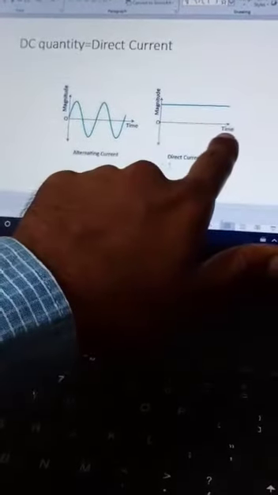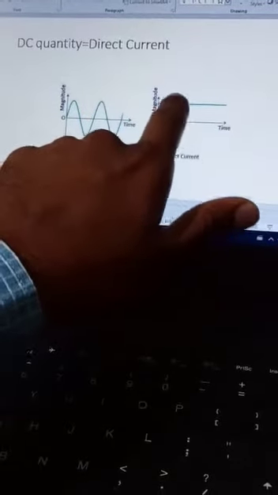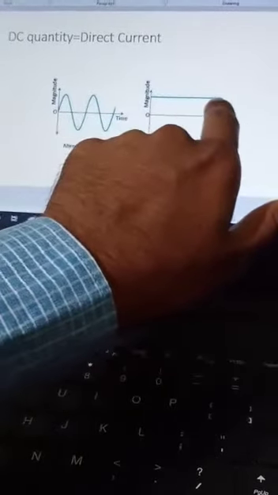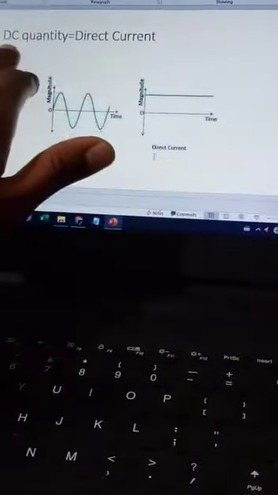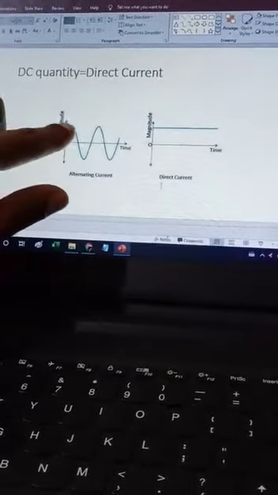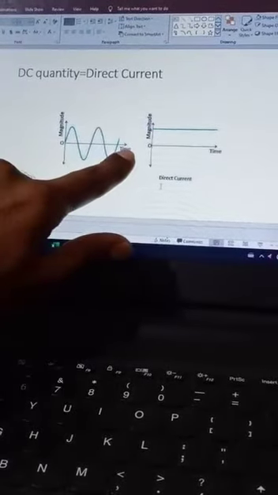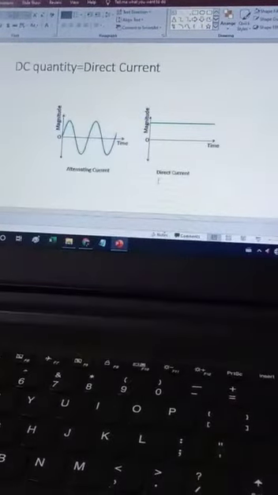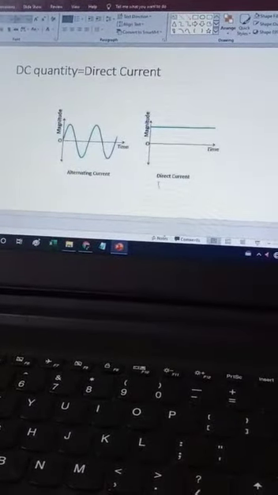We can see the time on the x-axis. Here no magnitude or direction changes with respect to time; it is a constant straight line, and that's why this is known as the DC quantity, the direct current quantity, in which magnitude and direction do not change with respect to time. But if we observe the alternating quantity, the AC quantity, magnitude as well as direction changes with respect to time, but this is not happening in the DC quantity. So that is the major difference between the DC quantity and the AC quantity.